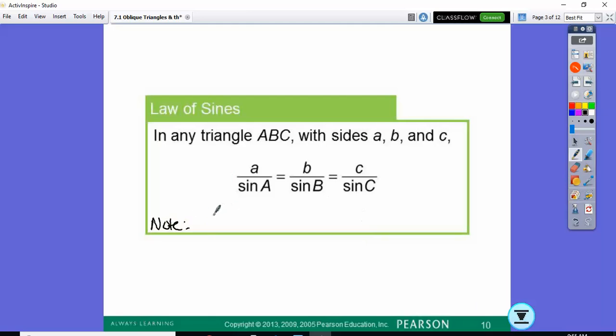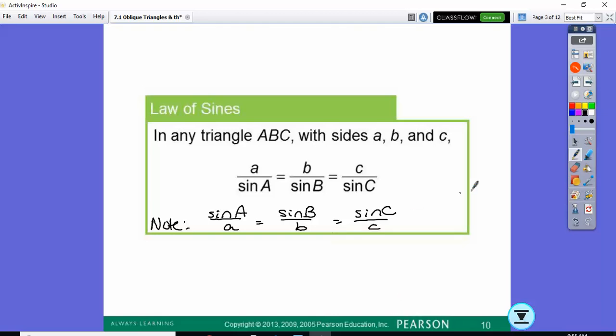Just as a note, the reciprocal is also true. Sine A over a equals sine B over b equals sine of C over c. So we can set it up either way. I feel like I saw a lot of these on the ACT. It usually has a question about it, usually not more than one, but they like to also give you formulas when you're not using them sometimes too.